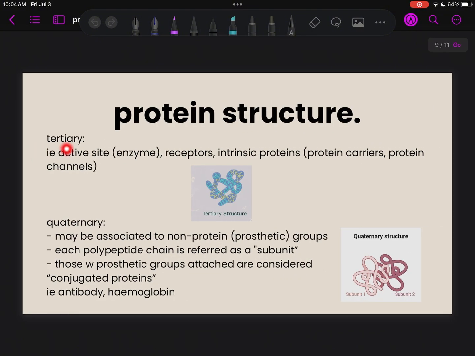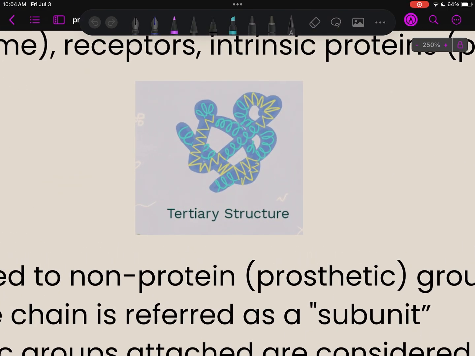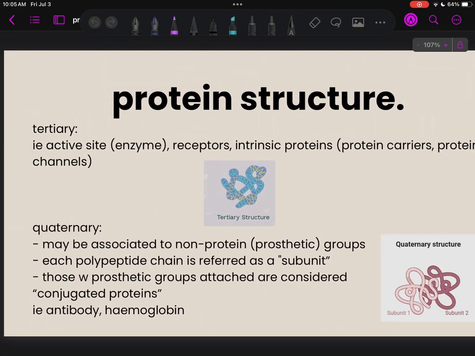Moving on to tertiary structure, for example, some proteins that contain this structure, you can consider the active site of an enzyme, receptors, intrinsic proteins, which include protein carriers and protein channels, which we will be looking into further throughout the topic. And as you can see, I really love this diagram because you can see how the tertiary structure here is just one polypeptide, but you can also see each beta pleated sheet and the alpha helices within it from the secondary structure. So it's a good visual note.